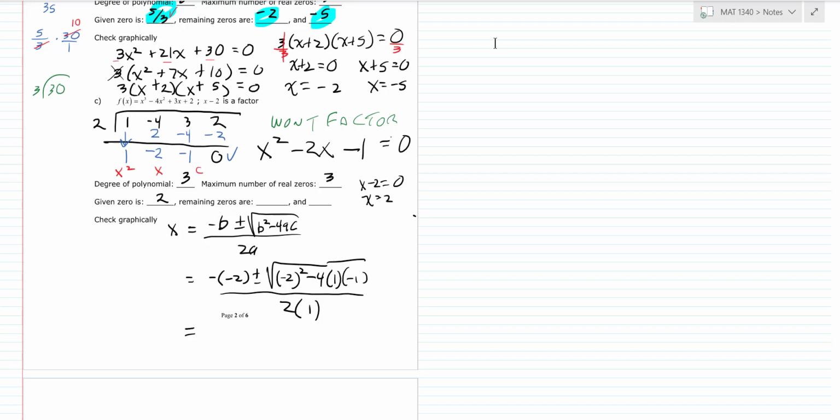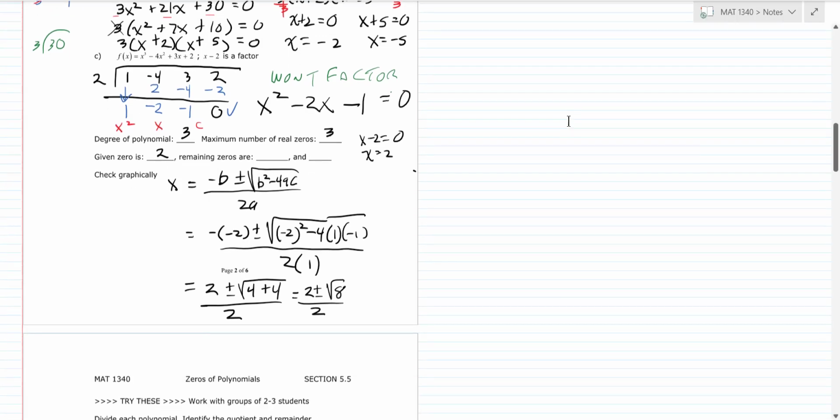This is going to give 2 plus or minus, and then this will be negative 2 squared, which is 4. And then for this part, you would have a negative 4 times a negative 1, which would make that go to positive 4. Then you have that over 2 like that. Okay, and then what we'll have is 2 plus or minus the square root of 8 over 2.